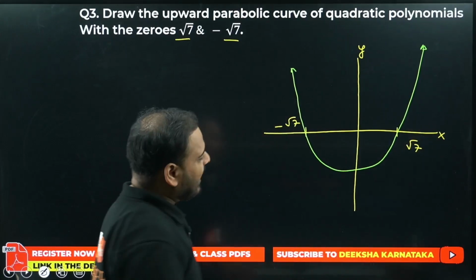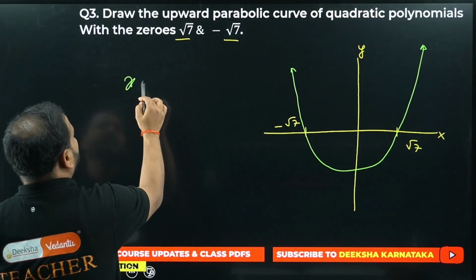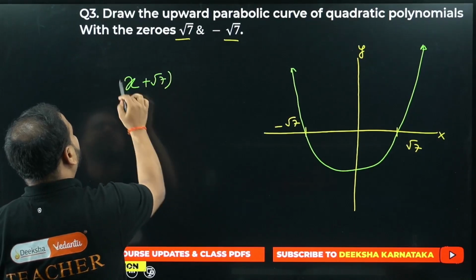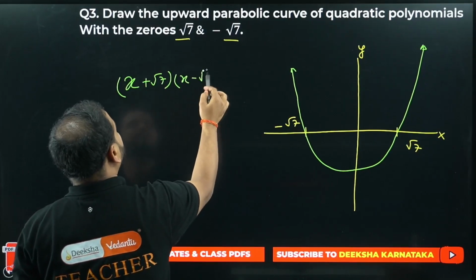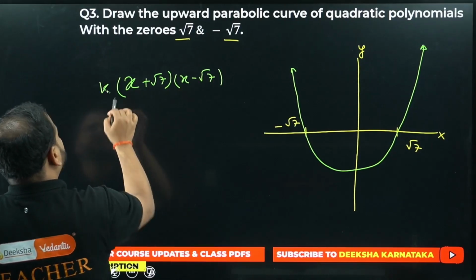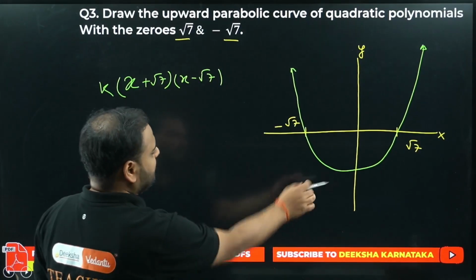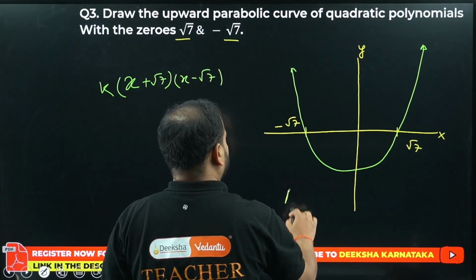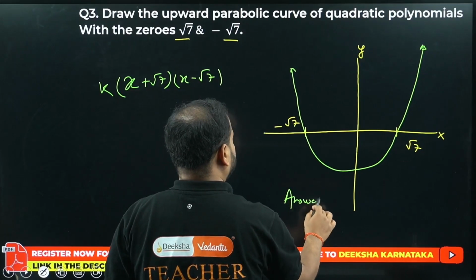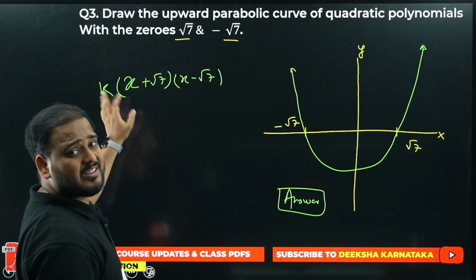Actually, if they ask you what the polynomial is, you can do that as well. It is x plus root 7 and x minus root 7. Yes or no? Yes, correct. If you want, you can put a constant k, because we don't know the constant here. This is additional information. This is your answer; there is no need for this extra part, but if you want, there can be a constant k.